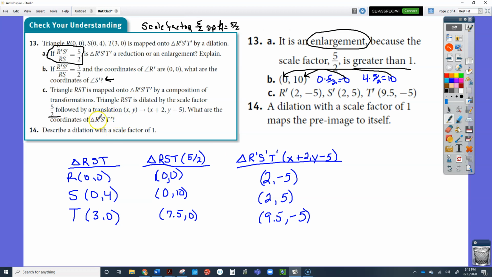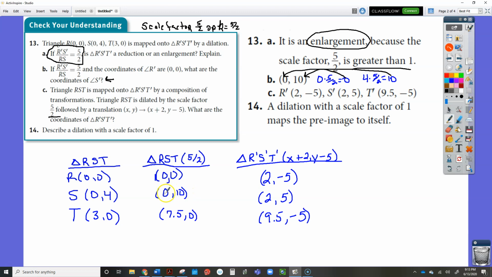Now, first of all, I wouldn't call that R prime S prime T prime. The final results should be called R double prime S double prime T double prime, but I tried to follow along with what they said. So if I dilate these from here to here, these are the dilation coordinates. Then if I take these dilation coordinates and add 2 to the x value, 0 plus 2 is 2, and then subtract 5 from the y coordinates, 0 minus 5 is minus 5, there's the final coordinate.